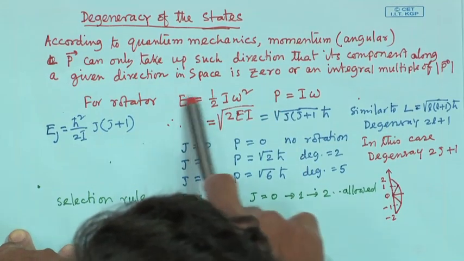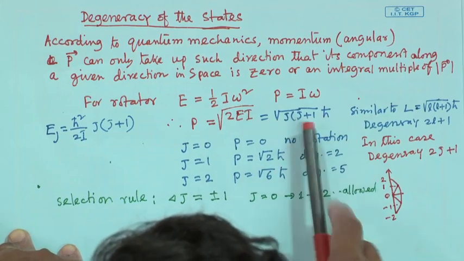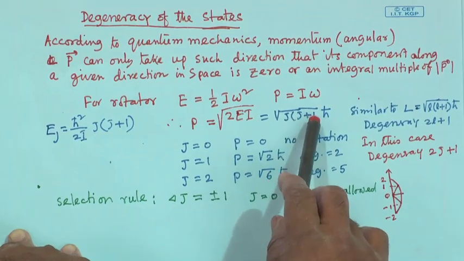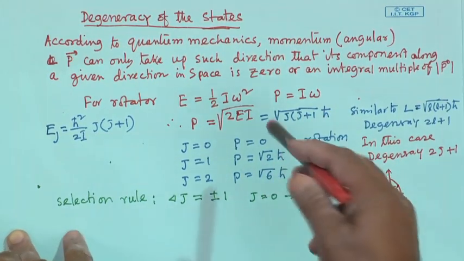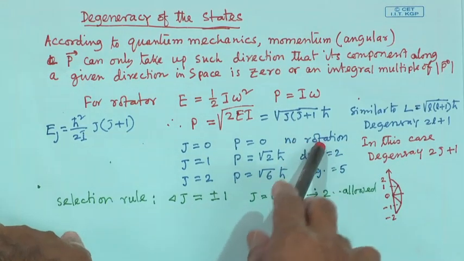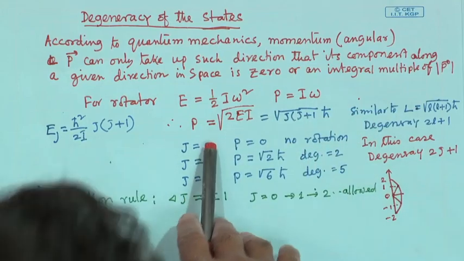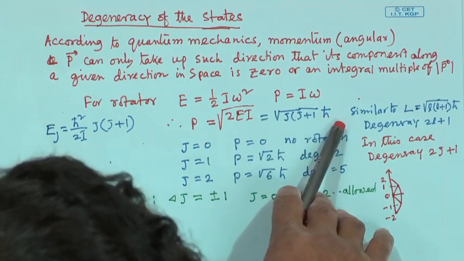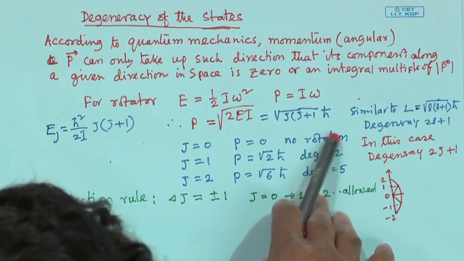The eigenvalue of angular momentum is square root of j into j plus 1 times h cross. In quantum mechanics, L is replaced by square root of L into L plus 1 times h cross. So here it is square root of j into j plus 1. So that's the energy.